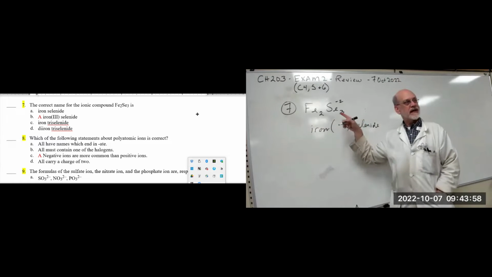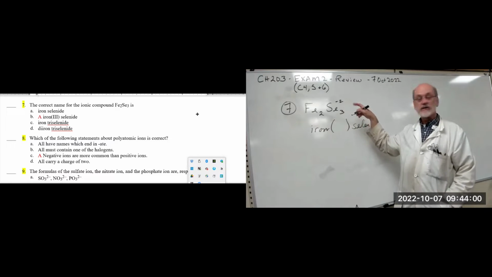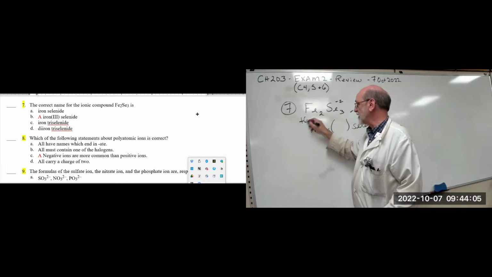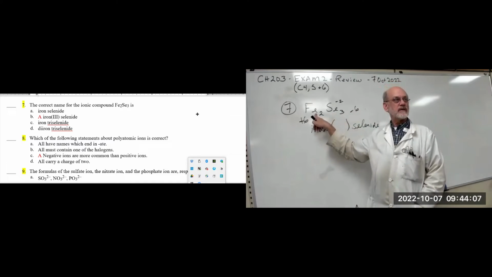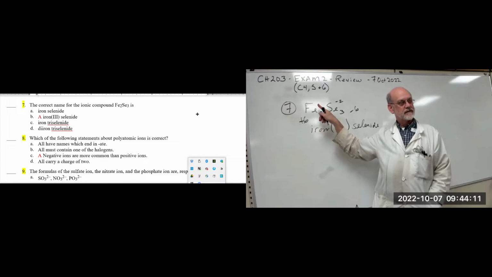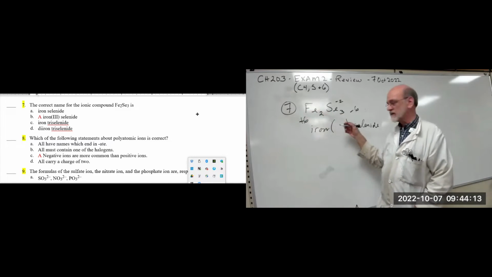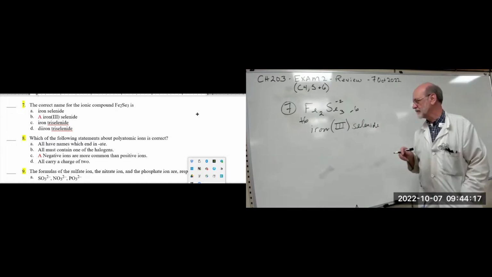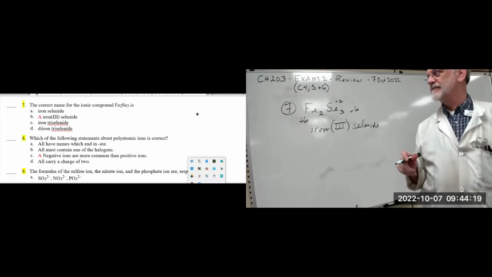So what's the total negatives here? 3 times -2, -6. That means this has to balance that, but you got 2 of them, right? So each one is a +3, right? 2 times +3 is +6. There you go. Iron(III) selenide.